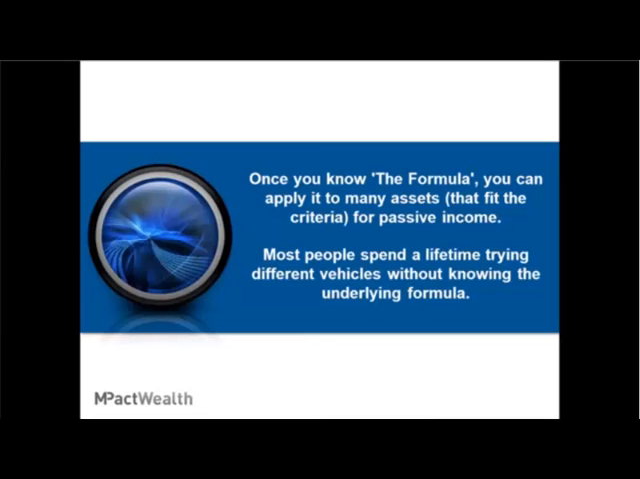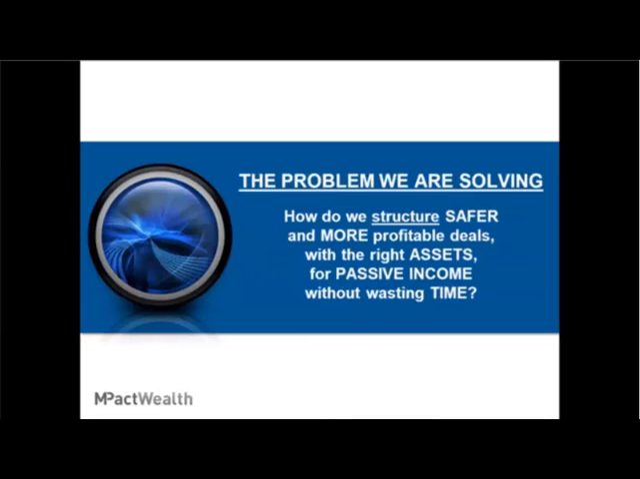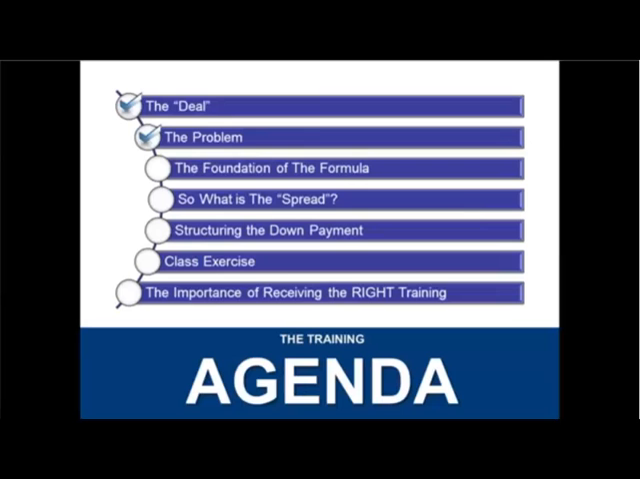And the formula itself gives you that approach that we're talking about. So what is the problem we're solving here? The problem we're solving is, how do we structure safer and more profitable deals with the right assets for passive income without wasting time? We don't want to wake up 5, 10, 15, 20 years from now and look back and realize we've been wasting our lives. And that's the problem we're solving.